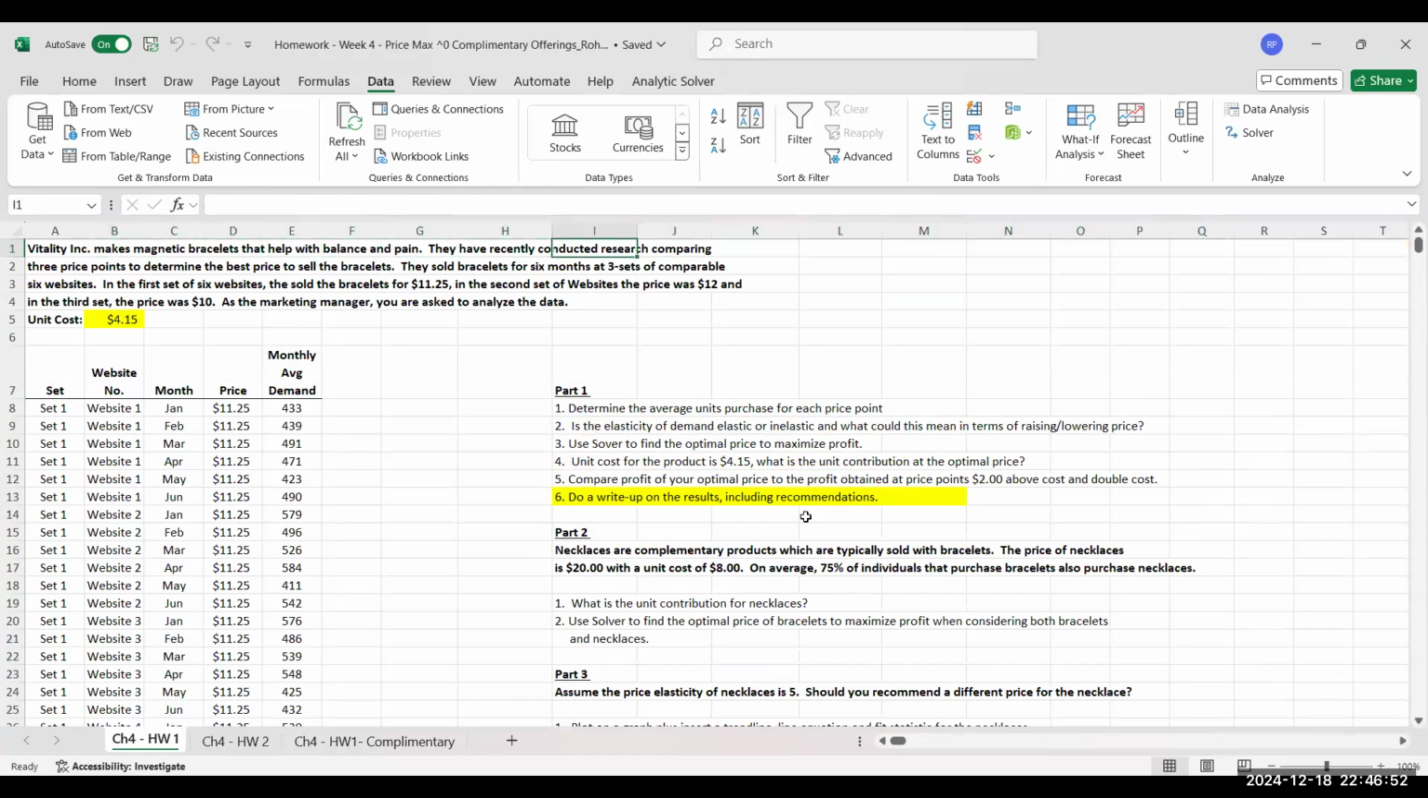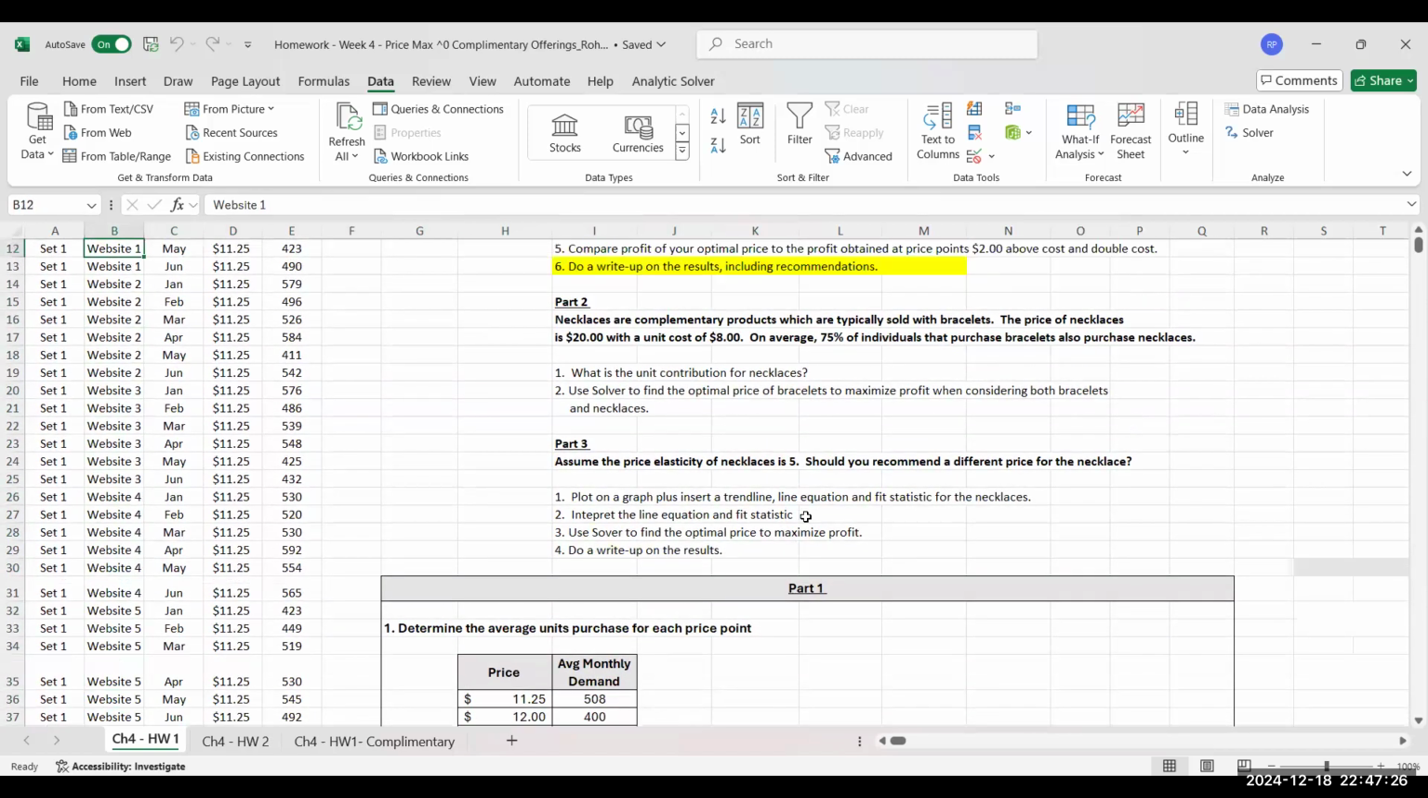They have recently conducted research with three price points to determine the best sale price for the bracelet. They sold the bracelet for 6 months on three comparable websites with different price points: $11.25, $12, and $10. So we have to analyze the data. The unit cost for the bracelet is $4.15. So now let's jump into the practical work.